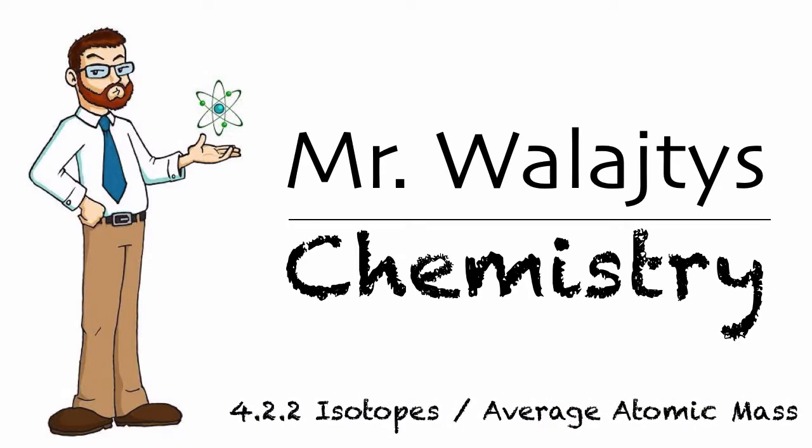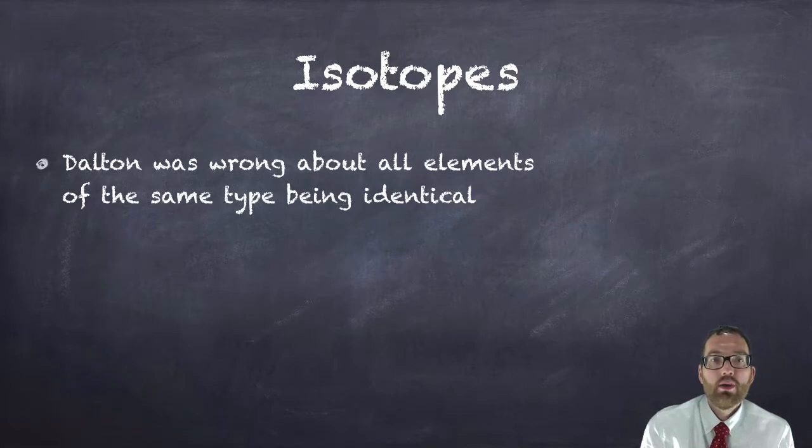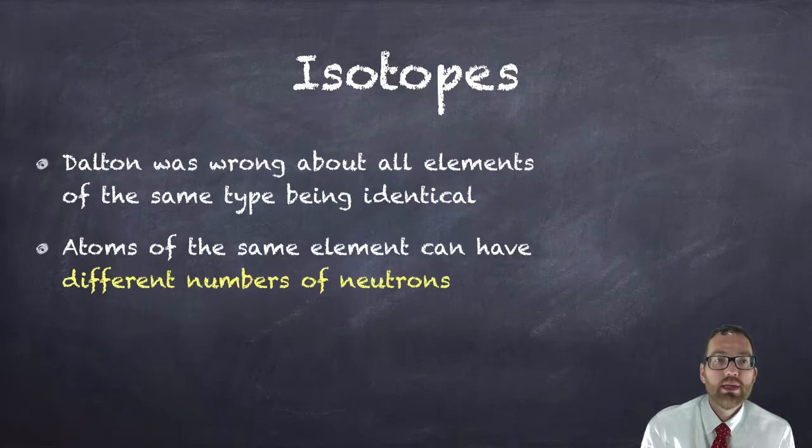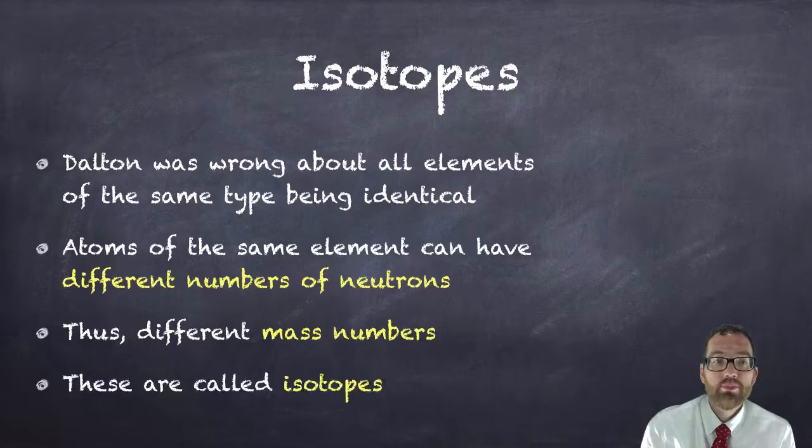In this video, we're going to talk about isotopes and average atomic mass. Dalton was wrong about all elements of the same type being identical. Turns out atoms of the same element can have different numbers of neutrons. And remember, neutrons weigh something. They have a relative mass of 1. So if you have different numbers of neutrons, you can have a different mass number.